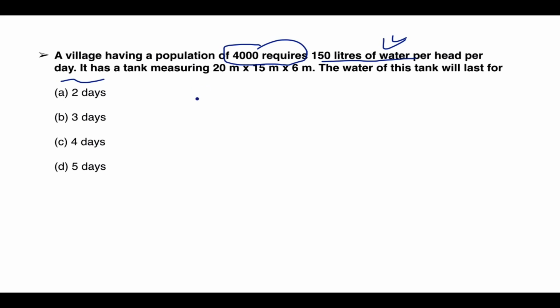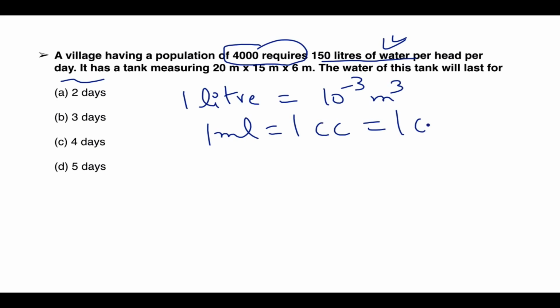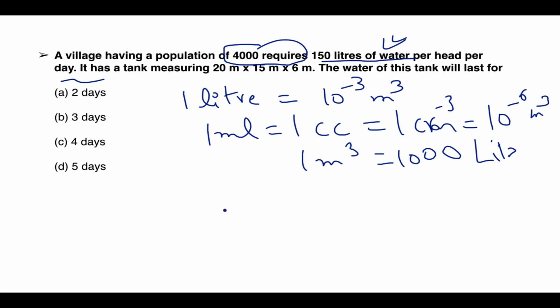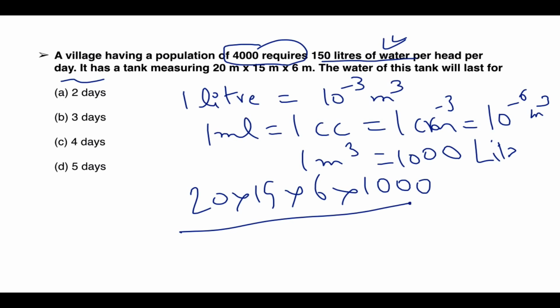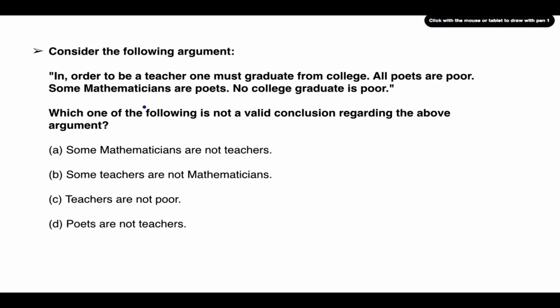A village having a population of 4,000 requires 150 liters of water per head per day. Since 1 liter is equal to 10 to the power minus 3 meter cube, and 1 ml is equal to 1 cc is equal to 1 centimeter cube is equal to 10 to the power minus 6 meter cube, so 1 meter cube is equal to 1000 liters. So now we can easily solve it. Just multiply 20 into 15 into 6 into 1000 divided by 4000 into 150. So the answer is 3. Hence the water supply will last 3 days.